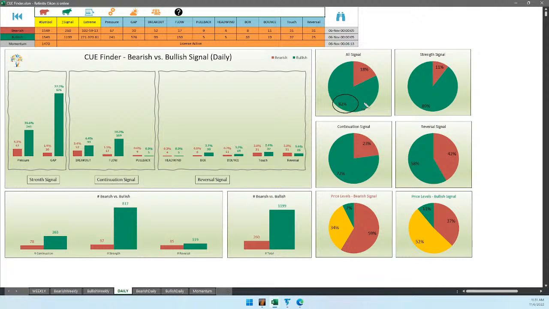82% of all signals are bullish. If I look at strength signals, 89%, almost 90% of strength is bullish. Trend continuation is 77% bullish, even reversals are bullish. So this is clearly a bullish picture, and I am happy to look for buy setups from this angle also.